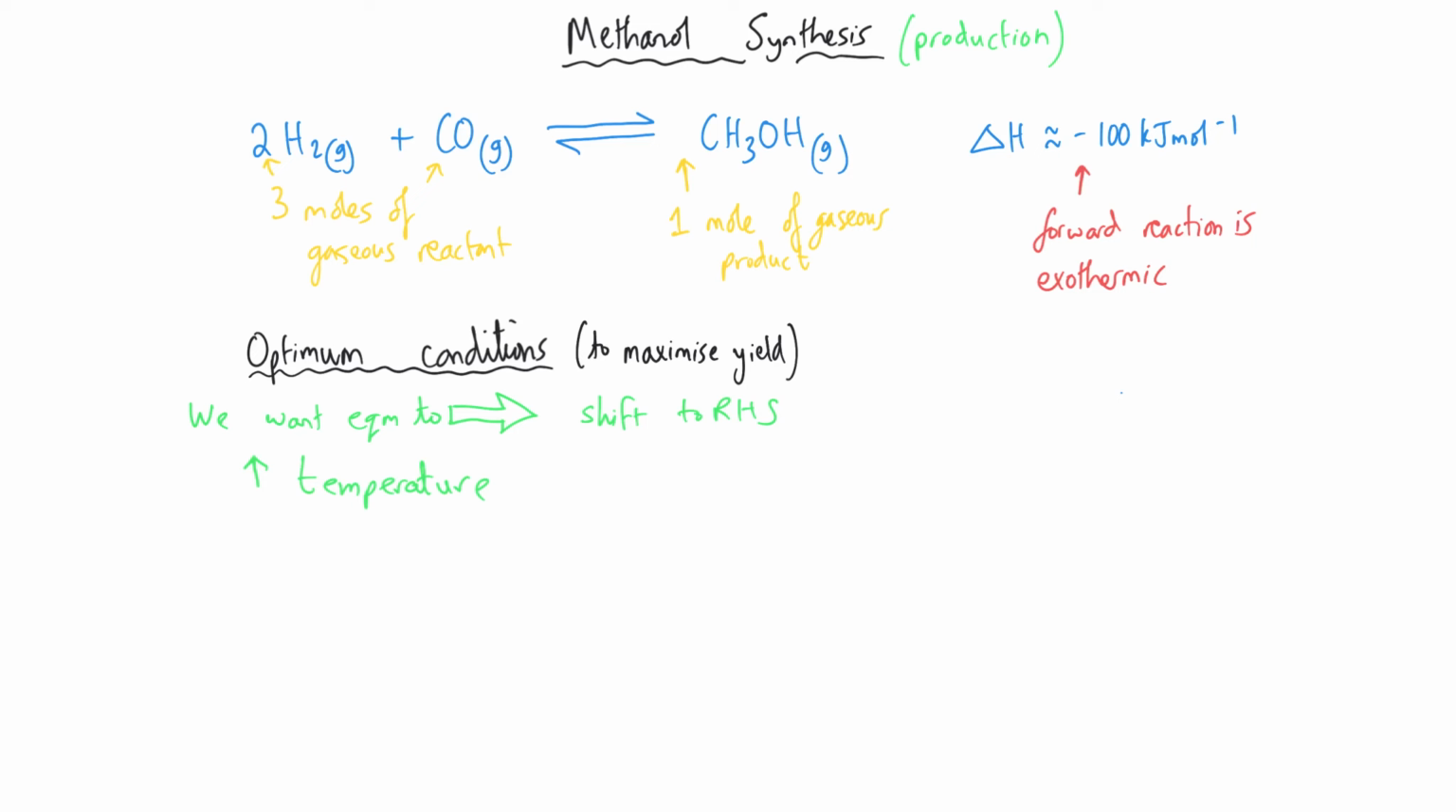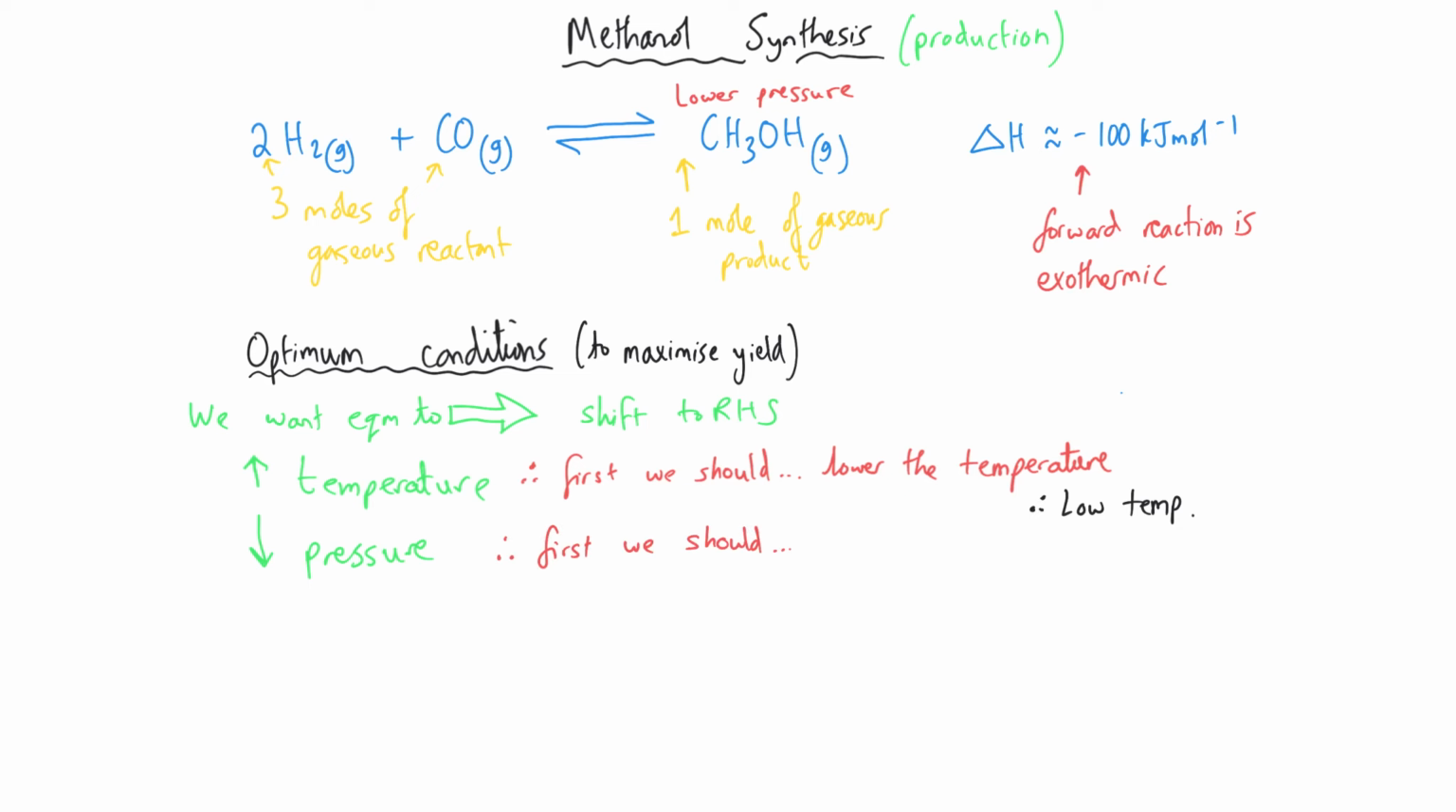And so it would follow that if we want the equilibrium to increase the temperature, before it does it, we need to first lower the temperature and have a low temperature reaction, and that would favour the equilibrium shifting to the right. Also, the forward reaction involves a decrease in pressure because the right-hand side is lower pressure than the left-hand side. And so to make the equilibrium shift forwards to decrease the pressure, we first need to have a higher pressure to maximise the yield of methanol.